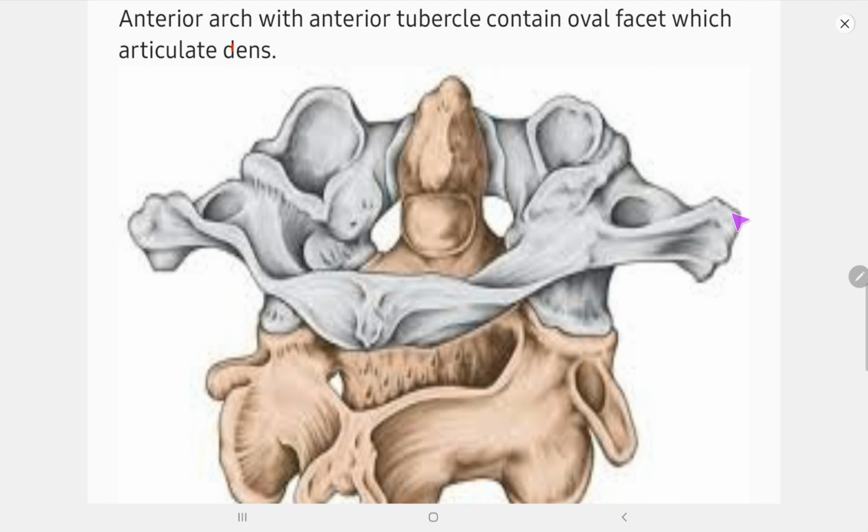And here is a transverse process. Then here are the superior articular facet, and here it is the spine. Another important thing is that the atlas doesn't have spinous processes. Instead of spinous processes, they have tubercles. So we can see here the tubercle over the posterior side of the atlas.